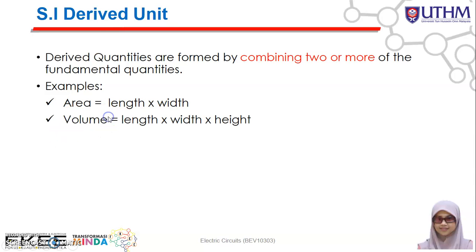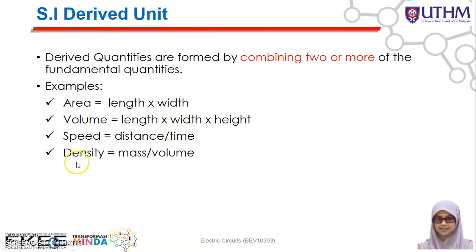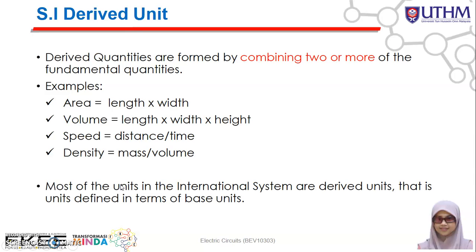For the second example, volume is equal to length multiplied with width multiplied with height. Speed is equal to distance over time. For distance, maybe the measurement is in meter, and time is in second. And then density is equal to mass over volume.